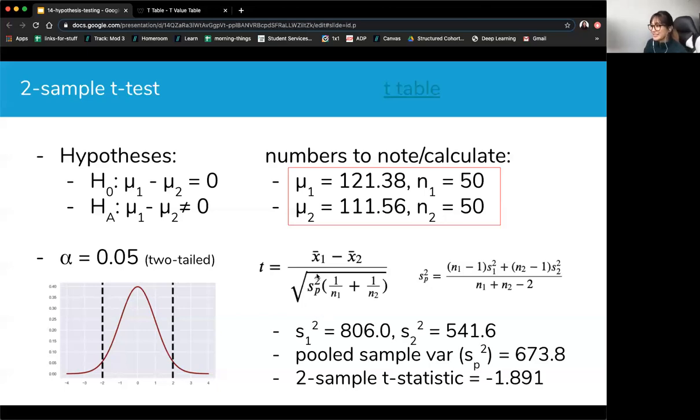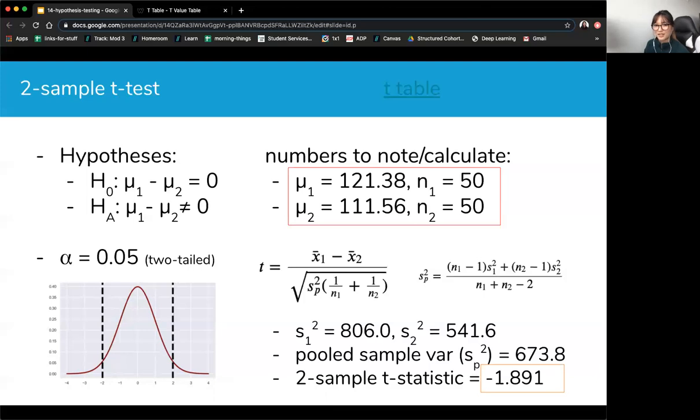Pooled sample variance is calculated with another complicated formula. So this SP squared part, you'd actually plug into here. Basically, sample variance is a way to measure your variance across both groups. Not super important to remember what that means. But after calculating all of this, we do end up with a two sample T statistic here of -1.891. So these are the numbers that we've calculated.